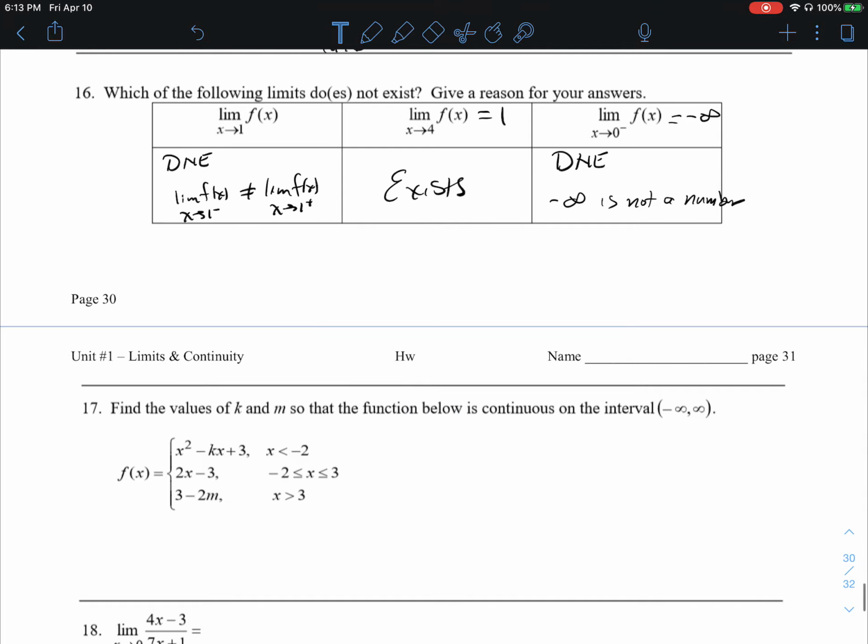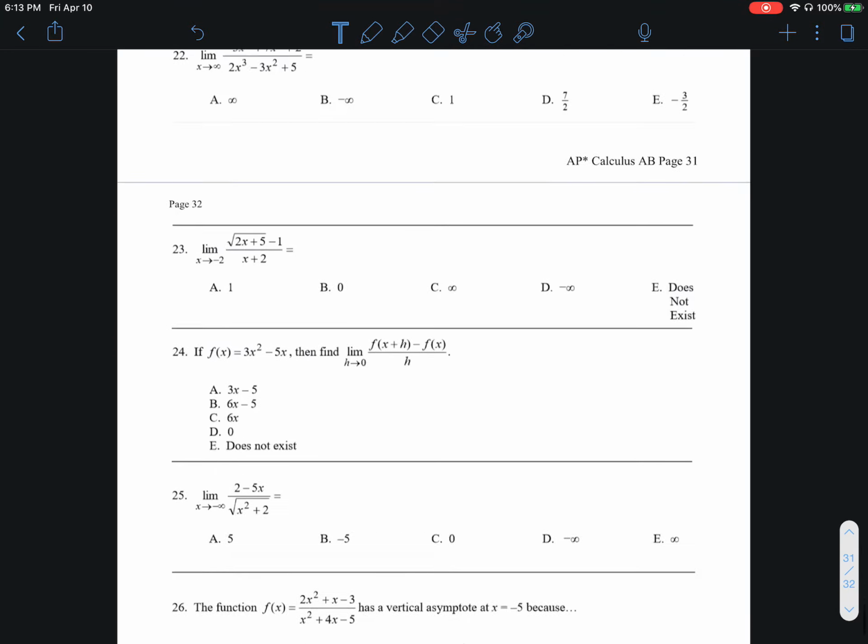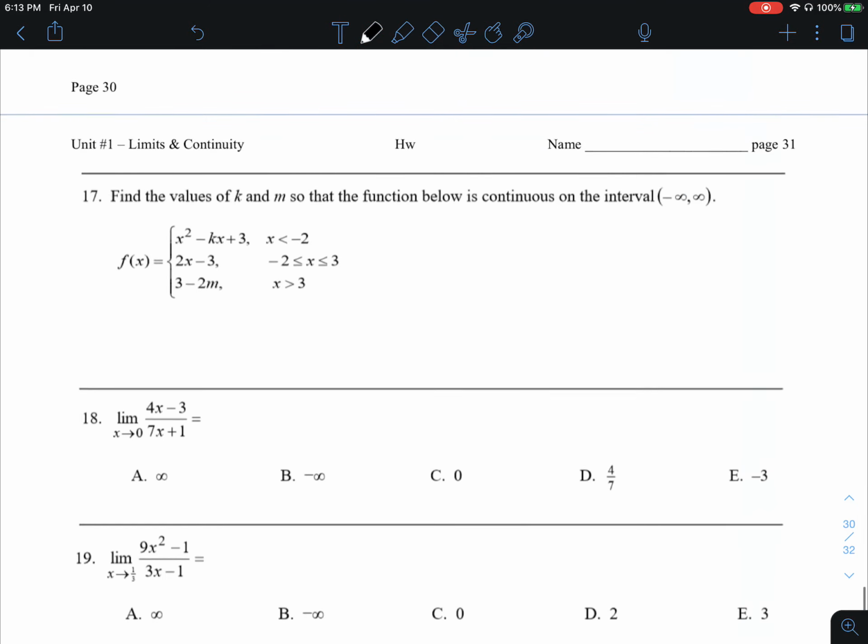All right. How many more do we got? Quite a bundle. 17.